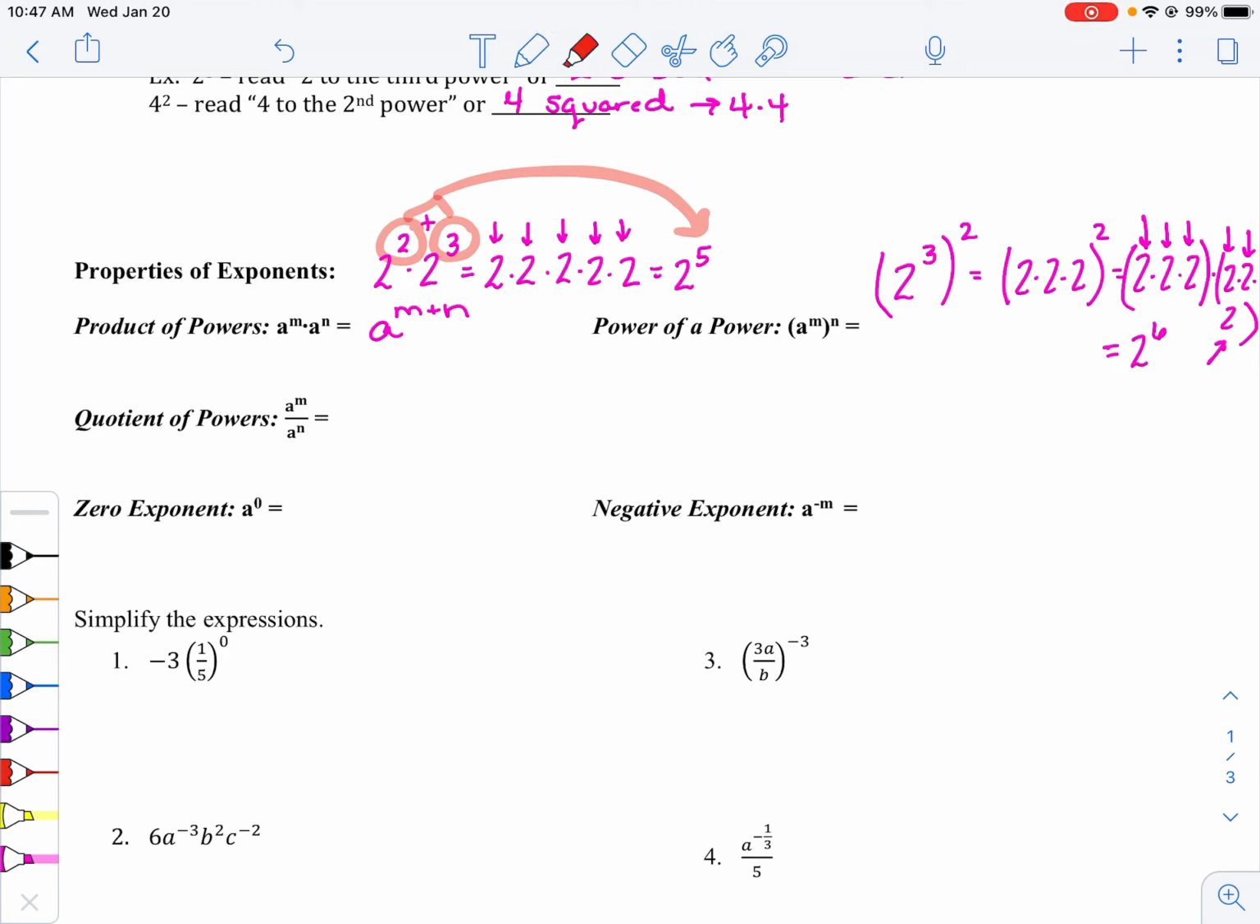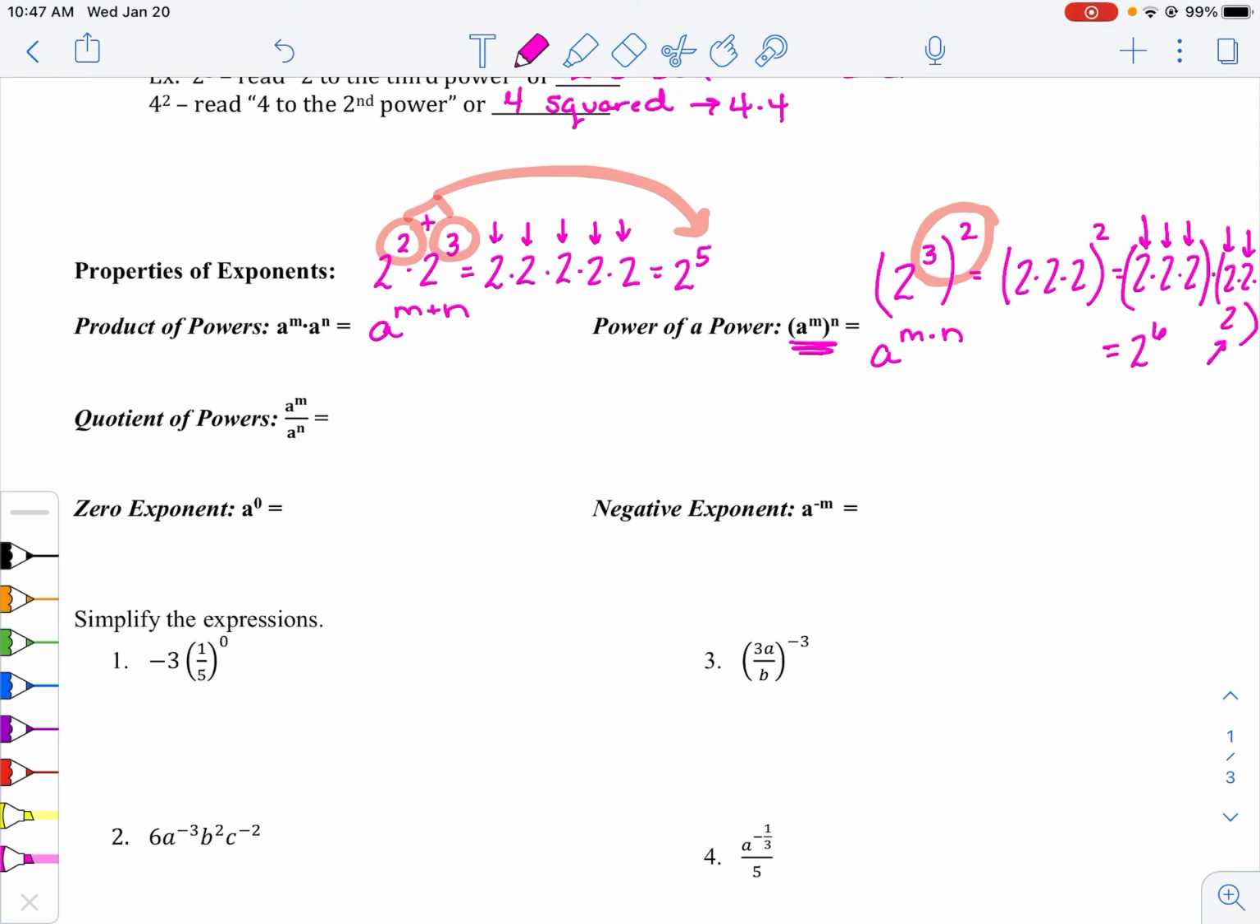So again, think about the relationship between 3 and 2. 3 times 2 is 6. So the relationship for a power of a power, a to the m to the n, is a to the m times n. A to the m times n.